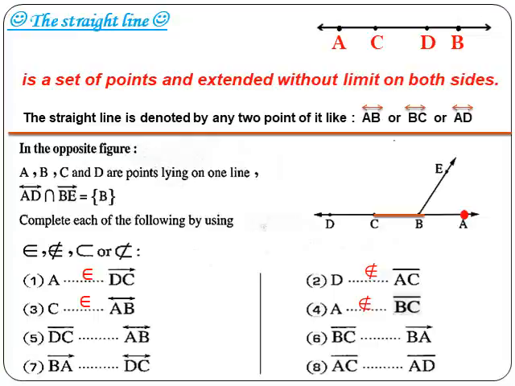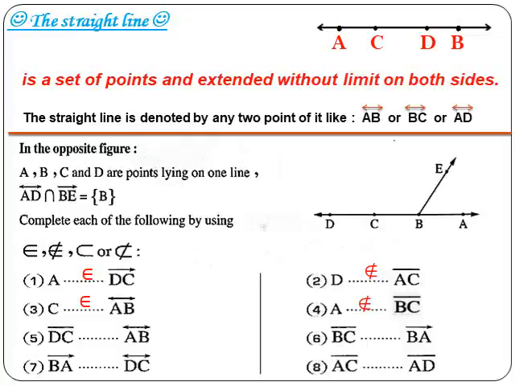So, mister, what about number 5? DC line segment and the AB straight line. So I have a line segment here and the straight line. A line segment is a set of points. A straight line is a set of points again. If I have two sets, I will put subset. Like its name, subset, set and set. Subset is a relation between two sets.